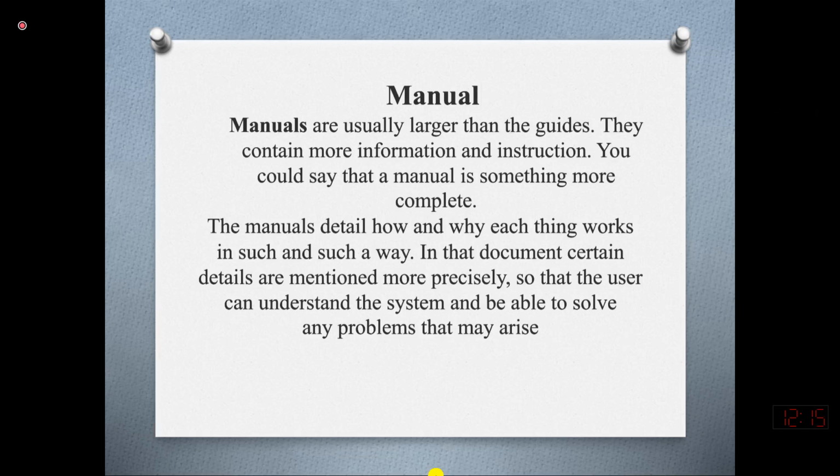It is in the form of a booklet maybe, or a 2-3 page manual, or it is more into an explained form of document. The manual contains more information and instruction. You should say the manual is something more complete. The manual details how and why each thing works in such and such a way. In that document, certain details are mentioned more precisely so that the user can understand the system and be able to solve any problem that may arise.